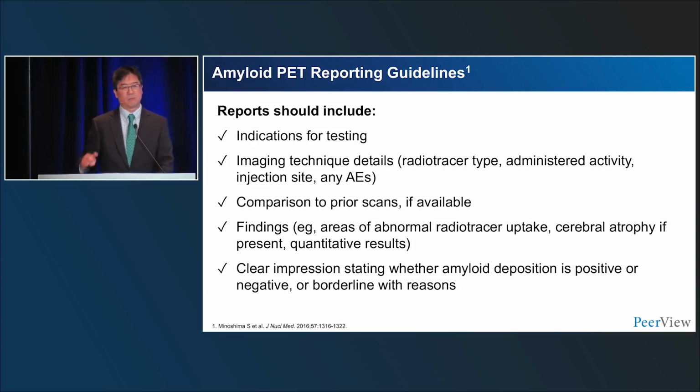So the reports, pretty standard, start with the indication, technique, the type of radiotracer, the administered activity, the injection site, comparison to any priors, which is now particularly relevant, as John will go over. Findings, we go over, is it positive in which region? And then a clear impression, just like we just stated, whether amyloid deposition is positive or negative. Very, very rarely will we ever say borderline, and if you do, you need to state why it's borderline.